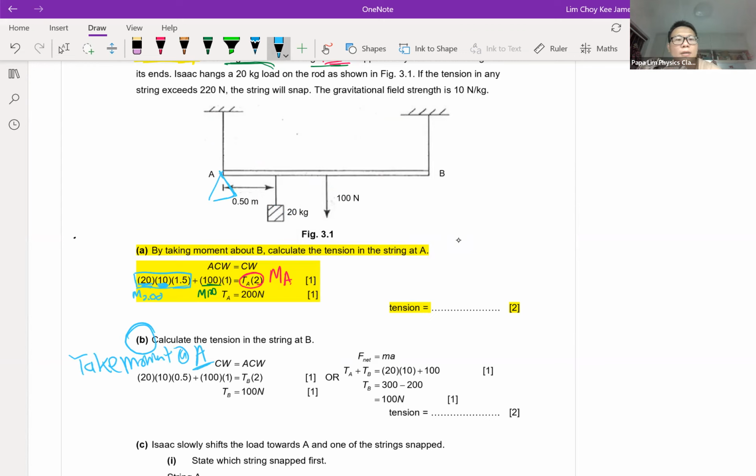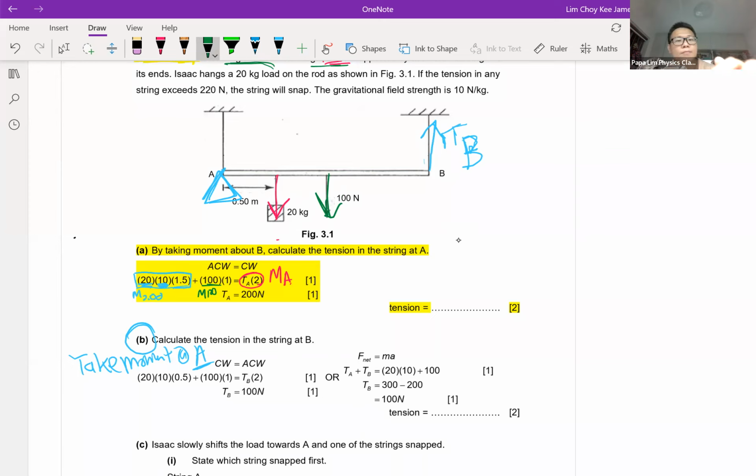Okay, you take moment at A, same thing, tension A will disappear, but tension B will be appearing, which is what you need to find. Okay, tension B, and same thing, there are 3 forces we are looking at. One is your 200 Newton, the other one is your 100 Newton. So you will also have 3 forces, and similarly, you will have actually 3 moments.